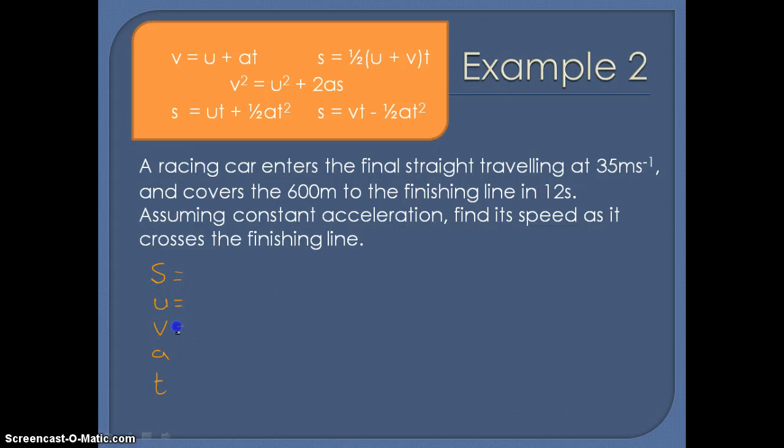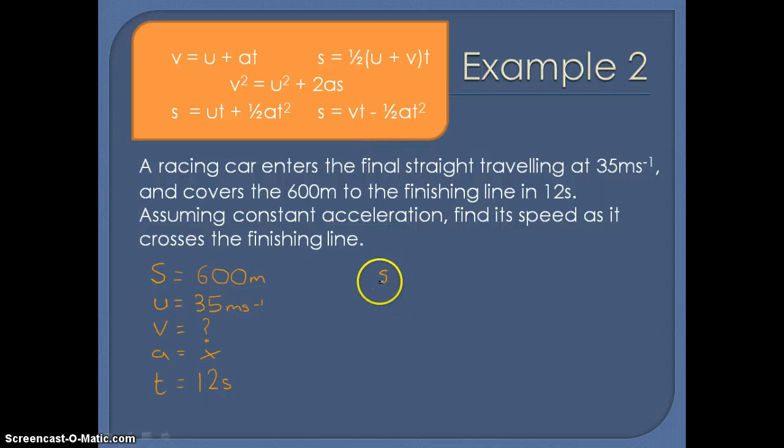and then we've got to go through the question and decide which things we know and which things we'd like to work out. We've been given U, it entered the straight at 35 meters per second. We've been given S, it covered the 600 meters in 12 seconds, so the time was 12 seconds. And assuming a constant acceleration, we've been asked to find the speed it crosses the finish line, which is V. So we don't know A. So this time we need an equation with S, U, V, and T in it.